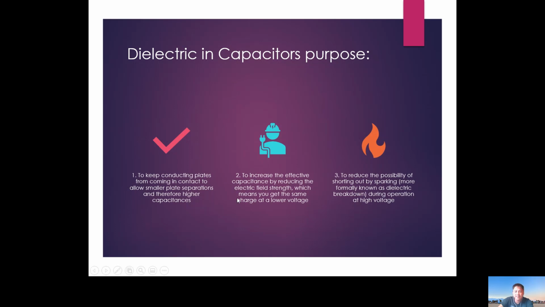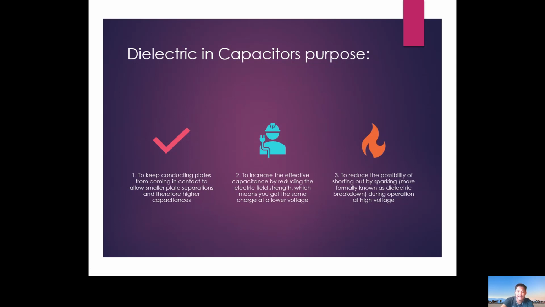Next is to increase the effective capacitance by reducing the electric field strength, which means you get the same charge at a lower voltage. Next is to reduce the possibility of shorting out by sparking, more formally known as dielectric breakdown, during operation at high voltage. So we all know that the dielectric is an efficient and effective part of capacitors.